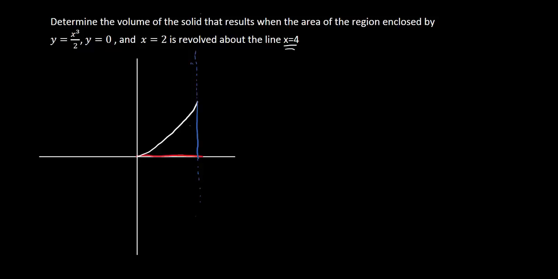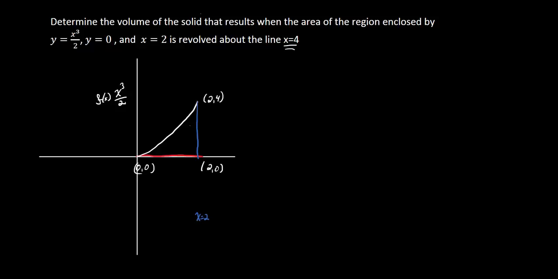So this is our line x equals 2. This is the critical point 0, 0, the origin. This exists at 2, 0. And since this is the curve x cubed over 2, then this will be the point 2, 4. Now if we were to rotate this, I'll rotate in gray.